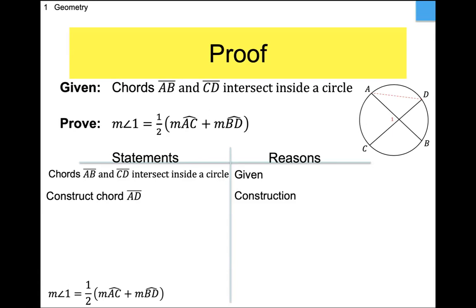But other constructions, construct an angle bisector, or construct a segment bisector, construct a perpendicular. Those are the ones that require a bunch of explanations and technique. And that's what chapter 10 is about.